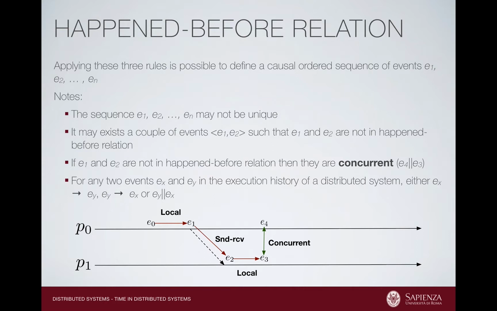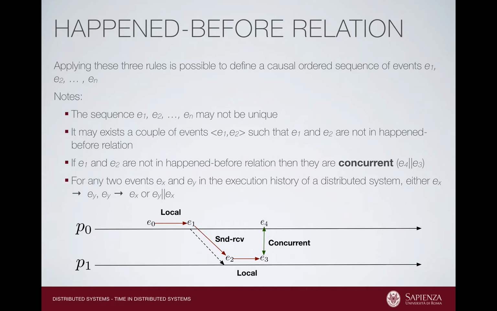So in this case, okay, there is a typo in the text. You have to read: if E4 and E3 are not in happened before relationship, then they are concurrent. And in this figure, we have that after event E1 on process P0 something happens, that is E4, but there is no happened before relationship between E4 and E3.